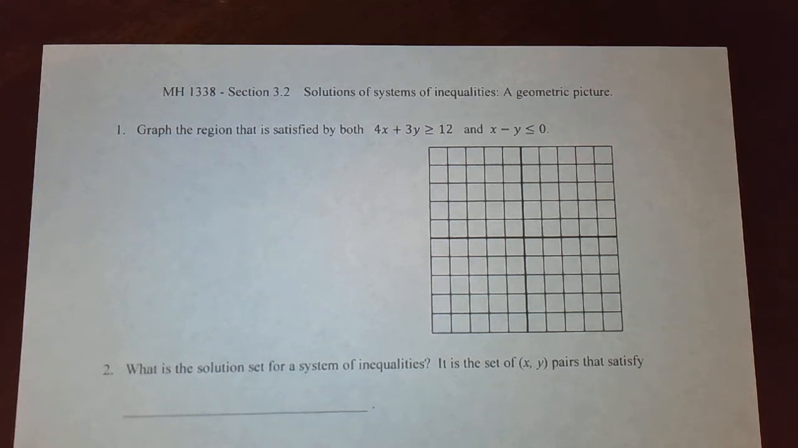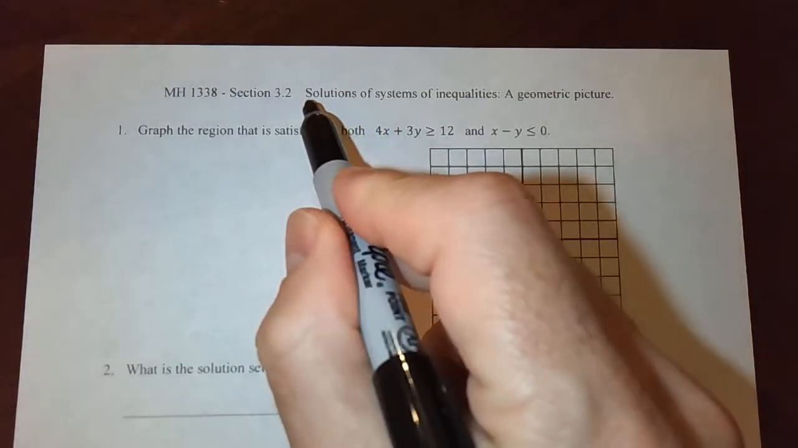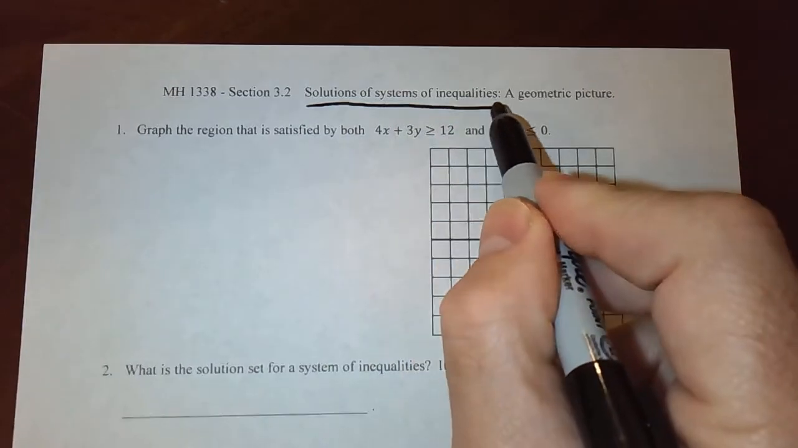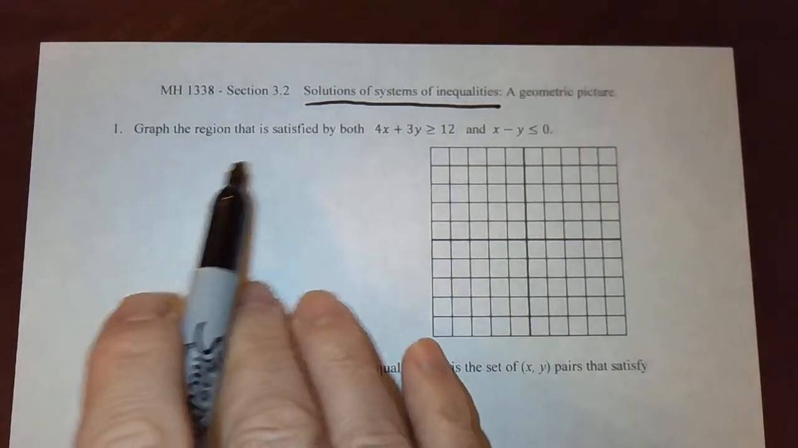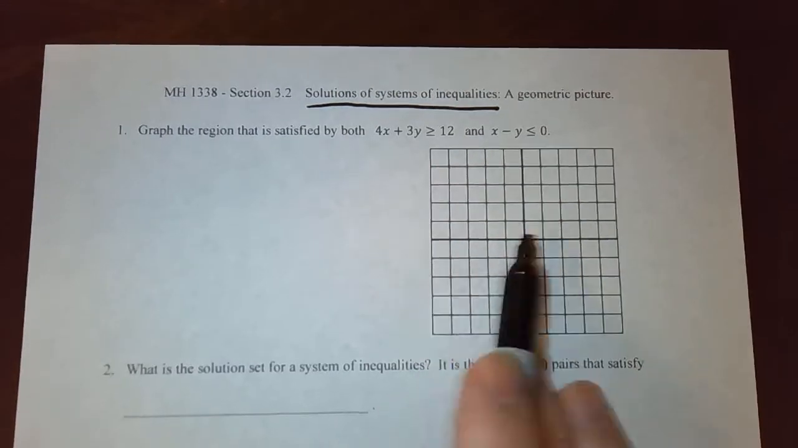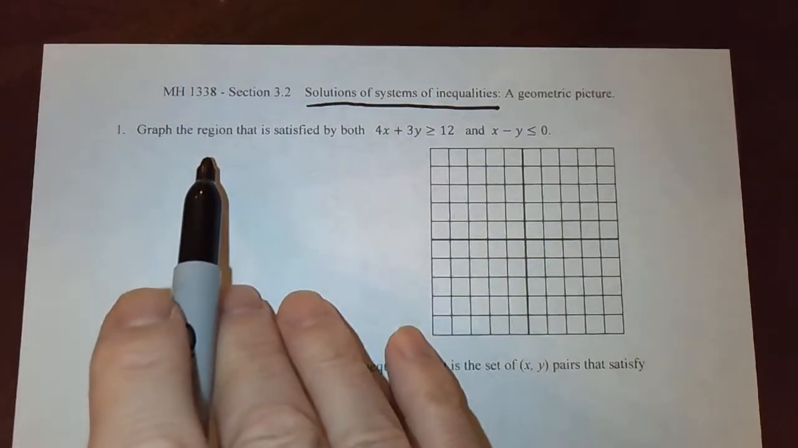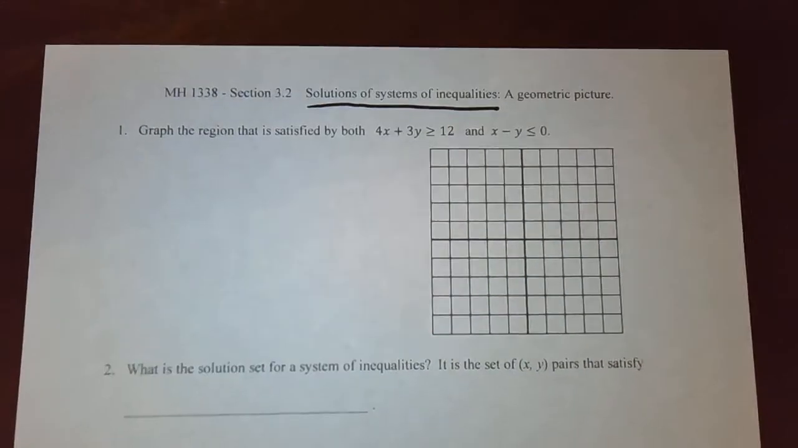In the previous section, we graphed the solution to a linear inequality. In this section, we're going to graph the solution to a system of inequalities. So for example, in the first one, we want to graph the region, that means shade in the xy plane, shade the region that is satisfied by both of these two inequalities.